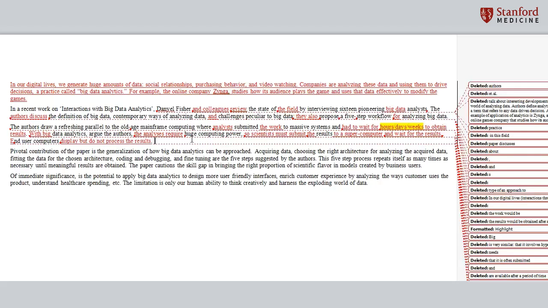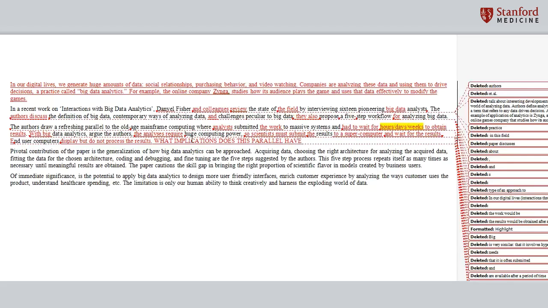And then I might ask the author to add just a little bit of detail here. So that's a really nice parallel, but what are the implications of that? Can we learn something from recognizing that it has this parallel with the old age mainframe computers? So I'm going to ask the author to add something here. So what implications does this parallel have for big data analytics?